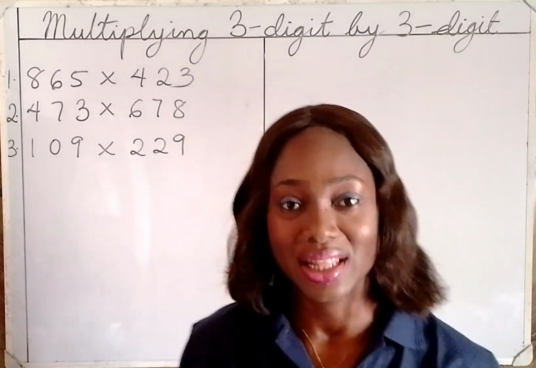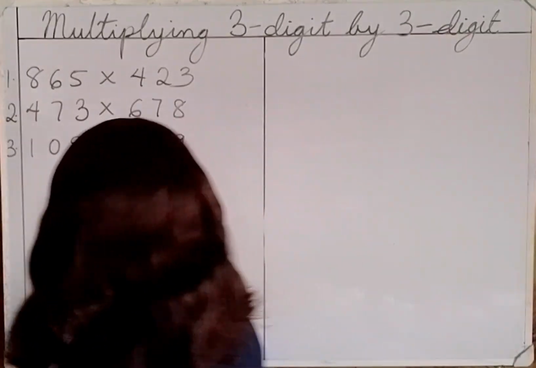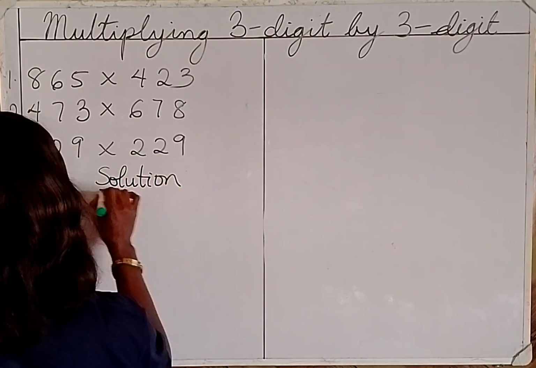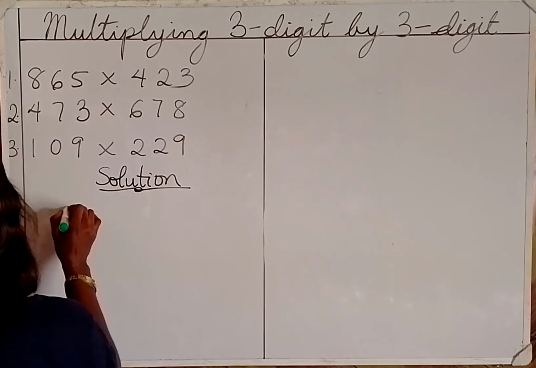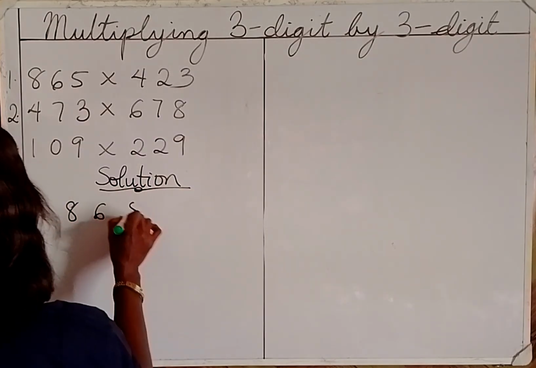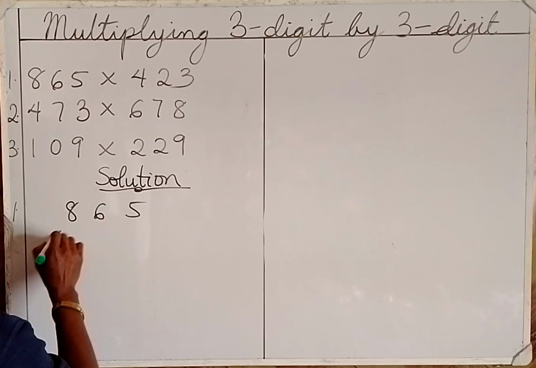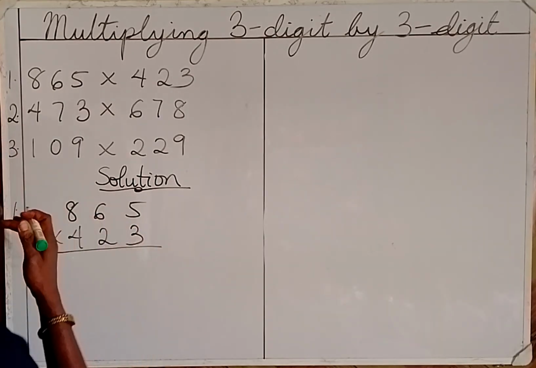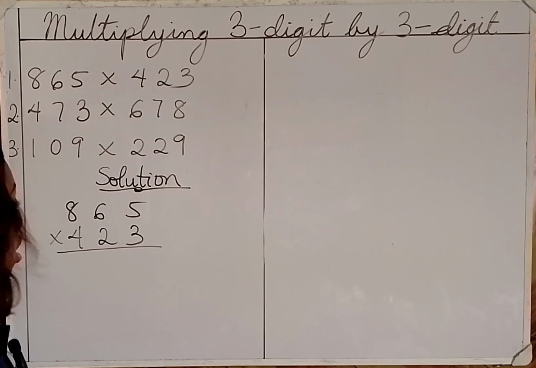Okay, let's continue with our lesson. Question 1. We have 865 times 423. Okay, we want to multiply these two numbers together.